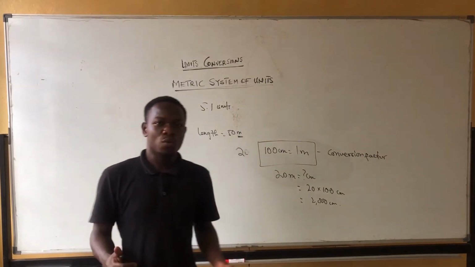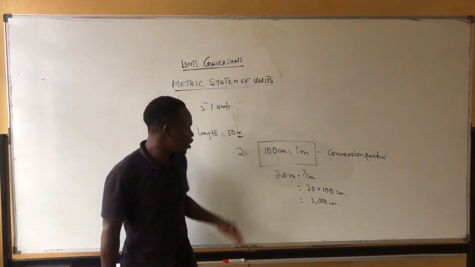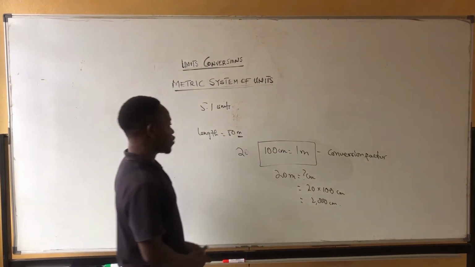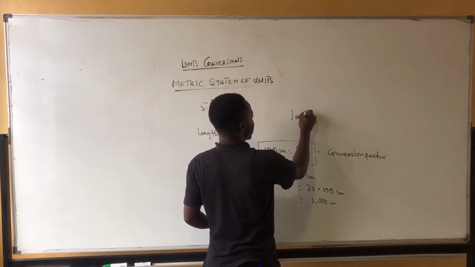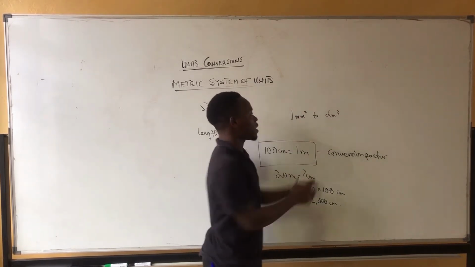But now, this rote memorization can't help us anymore, because you can't keep all the conversion factors in your head. Even if you do, if I ask you to convert maybe 1 millimeter square to decimeter square, how do you do this?